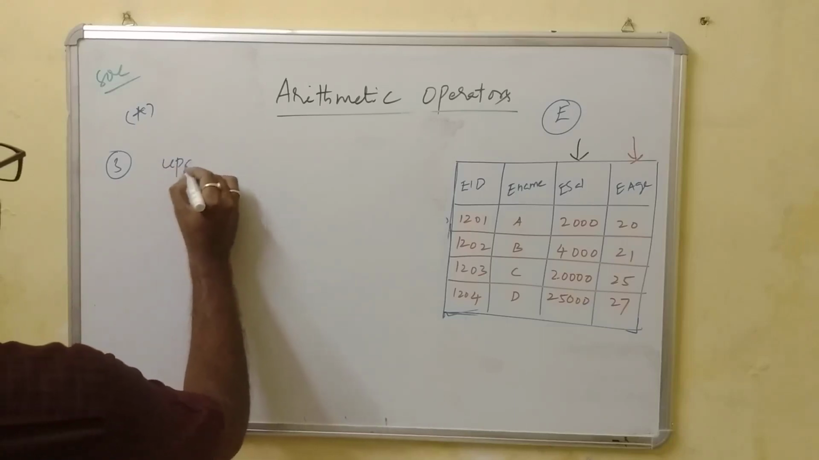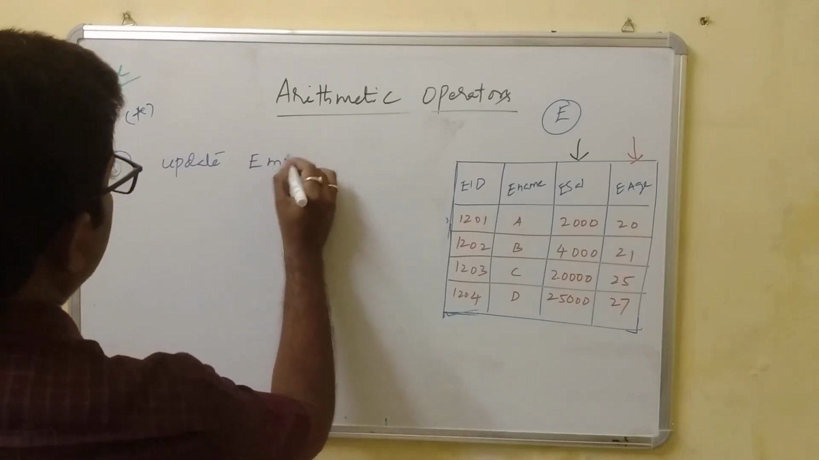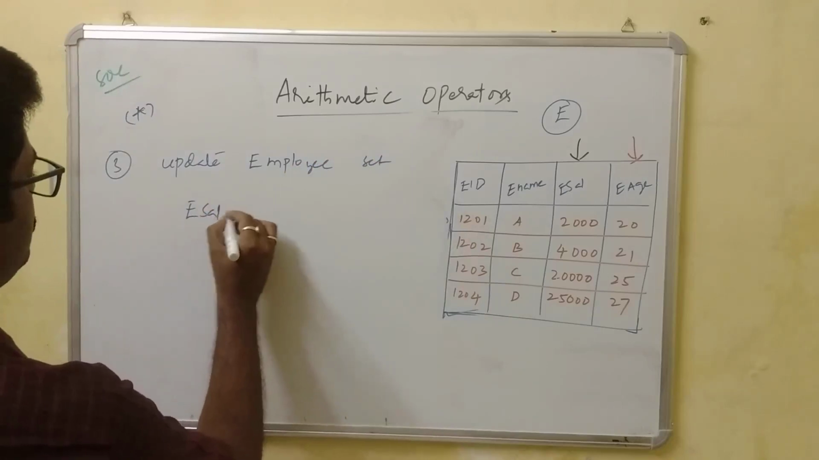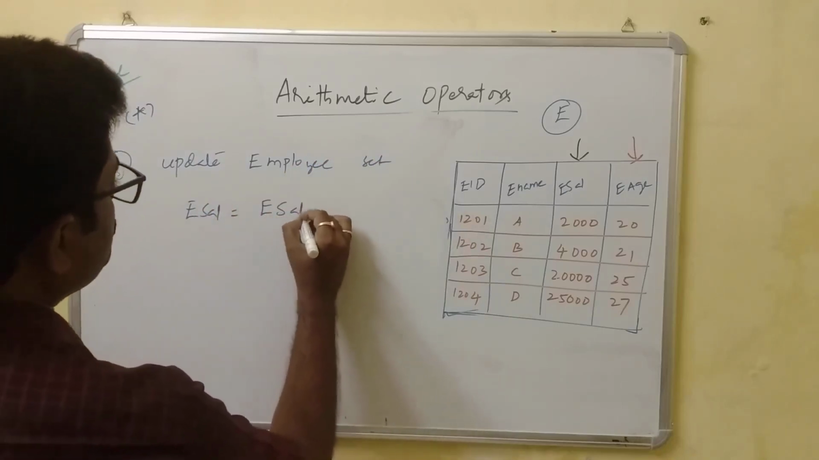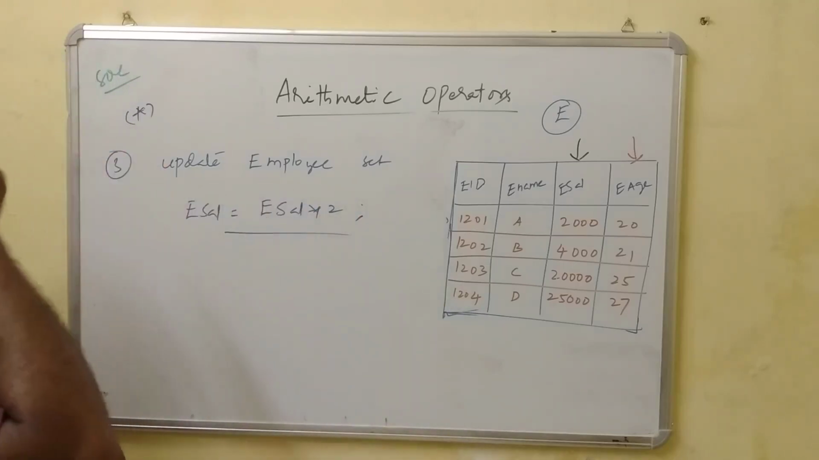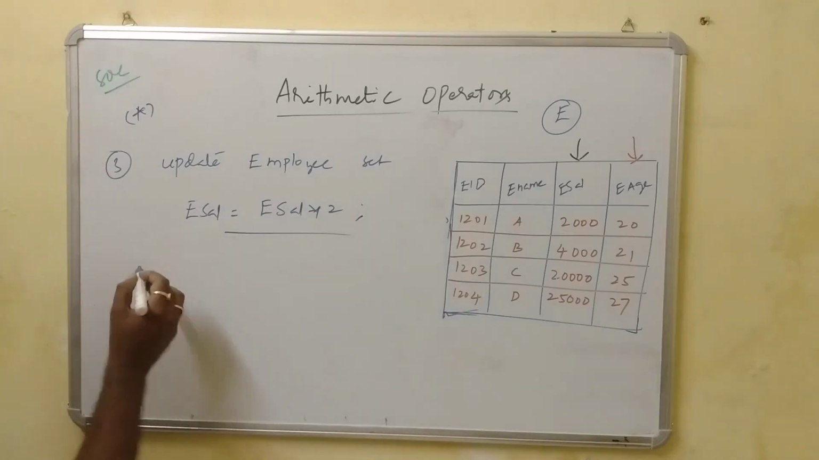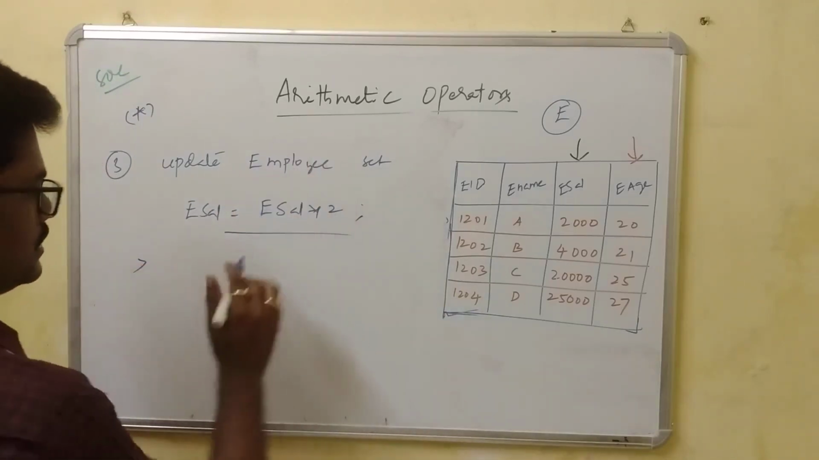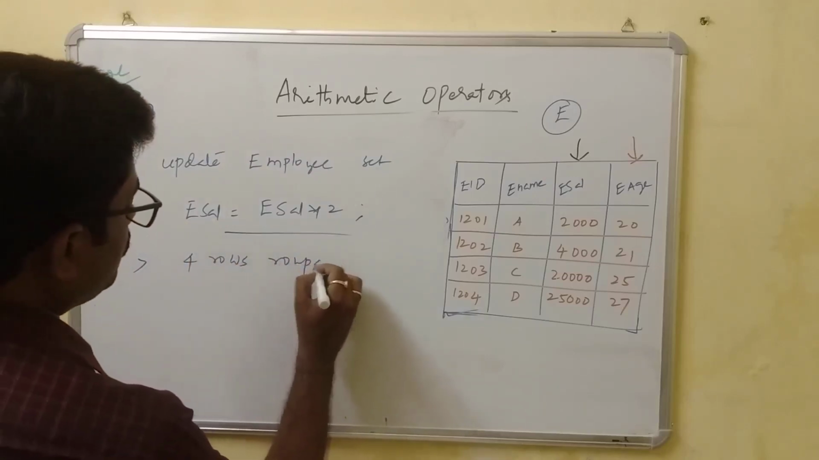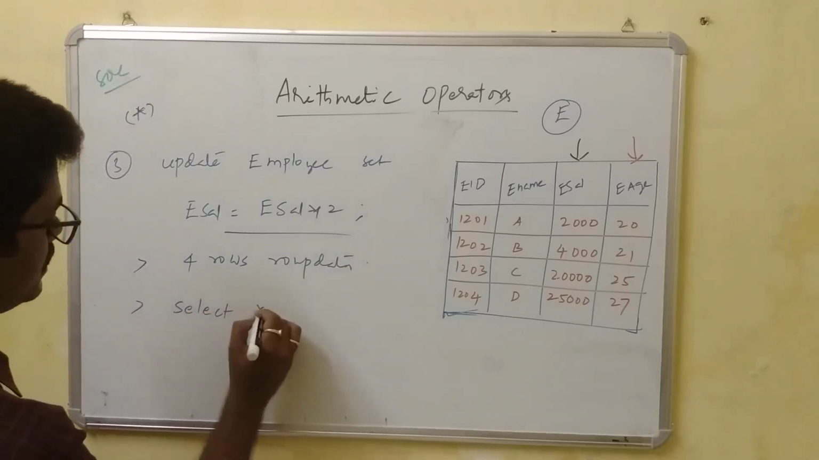So how to use our multiplication command? Update employee set e-salary equal to e-salary into 2. So to double the salary, we have to store it into the e-salary. Then if you want to update all the employees, doubling the salaries for all of them, we have to perform this operation. Then 4 rows are updated, and if you want to see the changes, we can take select star from employee.